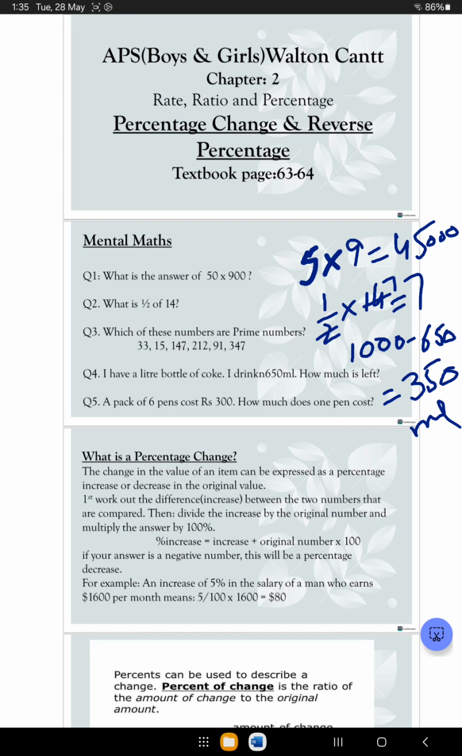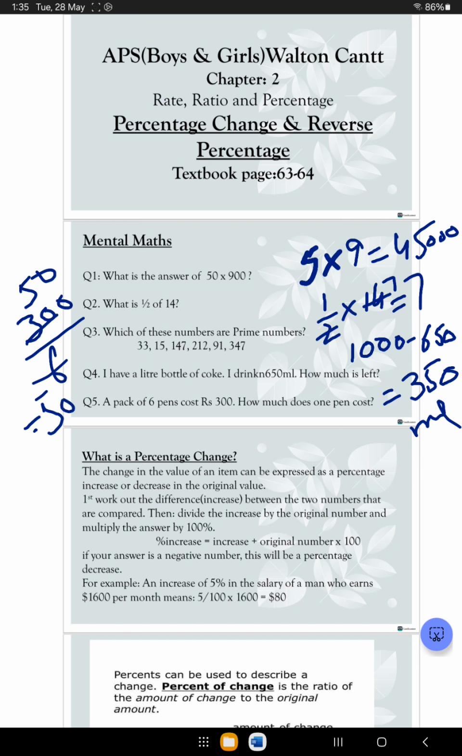A pack of 6 pens costs 300. How much does one pen cost? Just divide 300 divided by 6. 3 5s are 30, 0 as it is. 50 rupees is the cost of one pen.